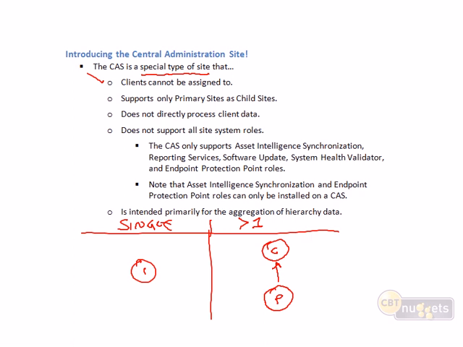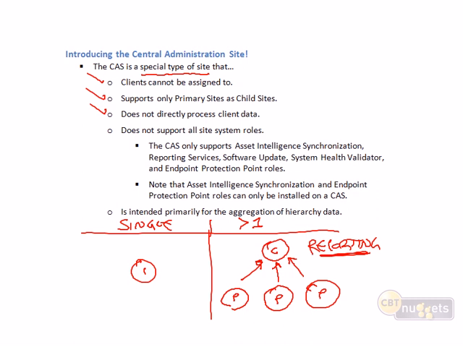So you're not going to have any clients out there talking directly to that CAS site server. It also only supports primary sites as its child site. So I can't have a CAS connecting up to some sort of secondary server; it has to be a primary. The CAS also does not directly process client data. Now, these 3 are important because the whole function of a CAS is really for reporting and for centralization of your metadata. So when you think of the CAS, the whole notion is that you've got this nice server that all of your sites ultimately point up to, so you have one location where all the data ends up aggregating at the top.